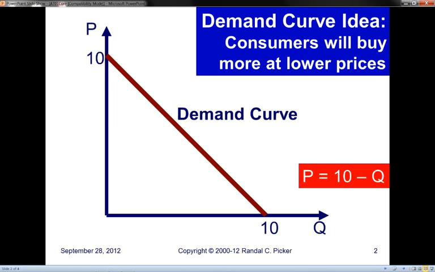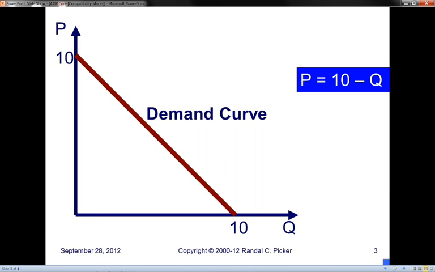In this particular situation, we've attached a simple equation to the demand curve, which will be useful for the rest of the calculations. Where do we go from there? That's where we turn to the next slide. On the next slide, we want to incorporate not merely the consumer side, but also the supplier side.